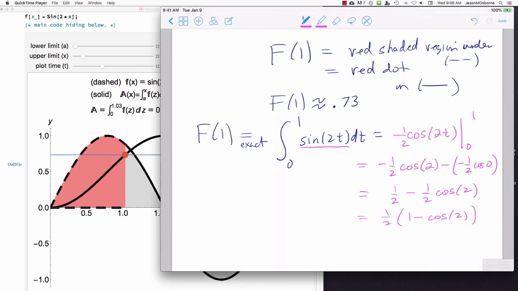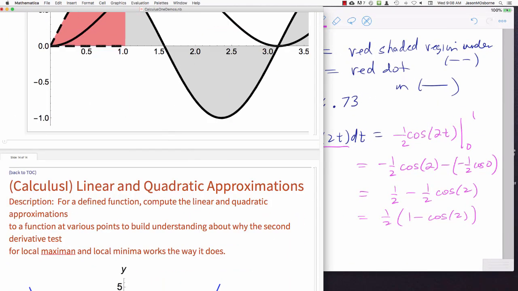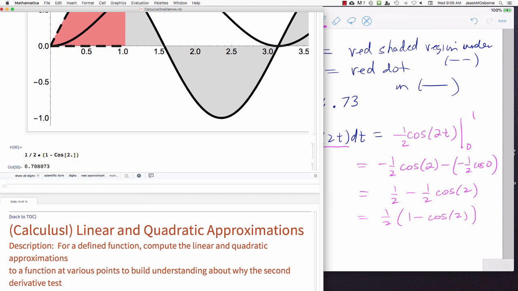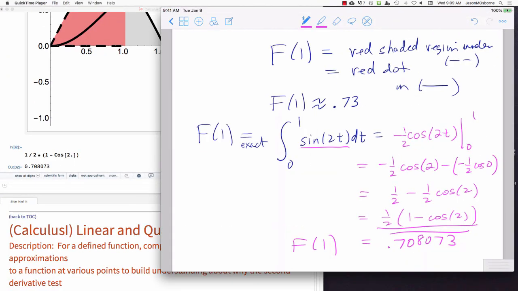Okay. Let's go ahead and check that answer to see if it gives us around our estimate of 0.8. 1/2 times 1 minus cosine of 2. Okay, I'm just doing this on my calculator, and we get 0.708073. So that is F of 1 exactly. Okay? So that is that question.